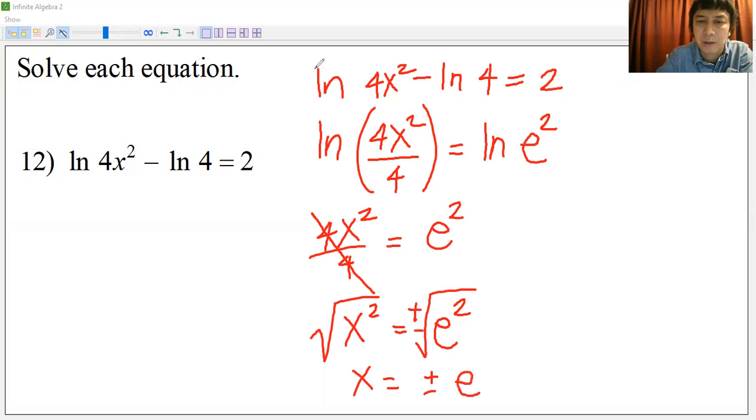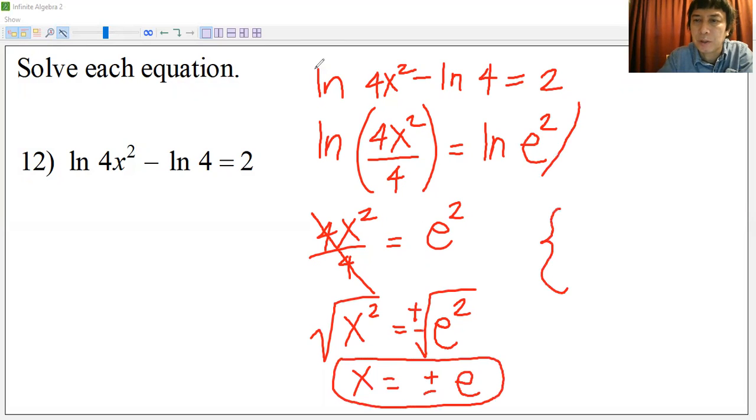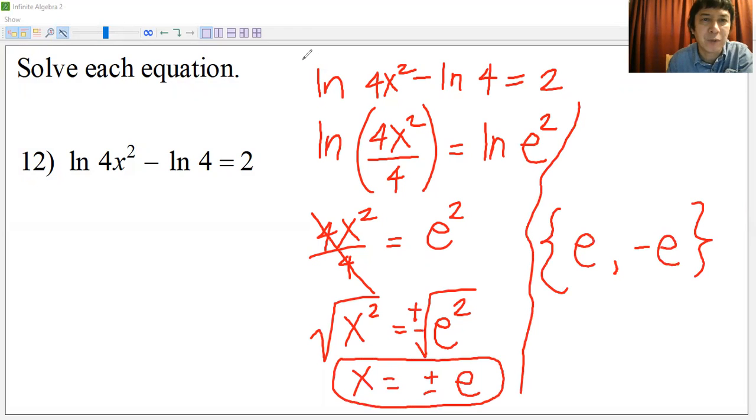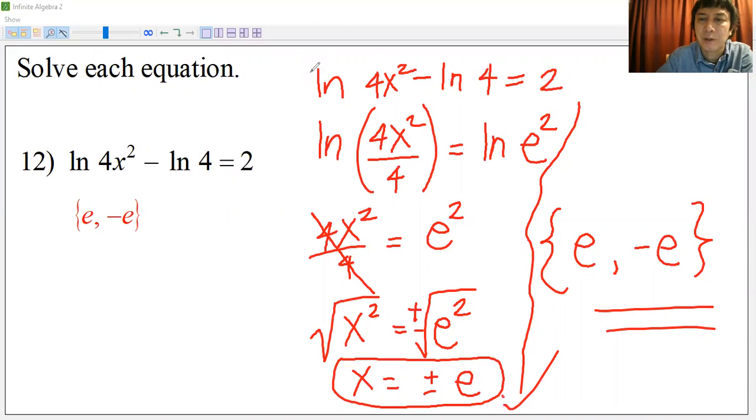That means our solution set is a positive e and a negative e, like that. That's equivalent to plus or minus e. And we can verify that over here. There's the final answer. It's correct. You can also write it this way, plus or minus e.